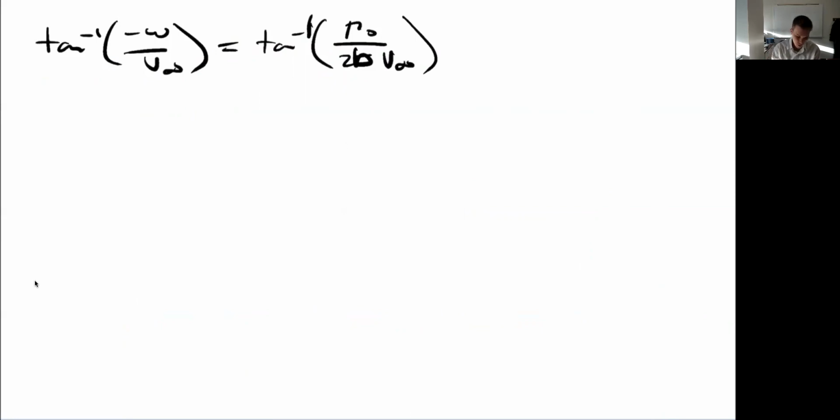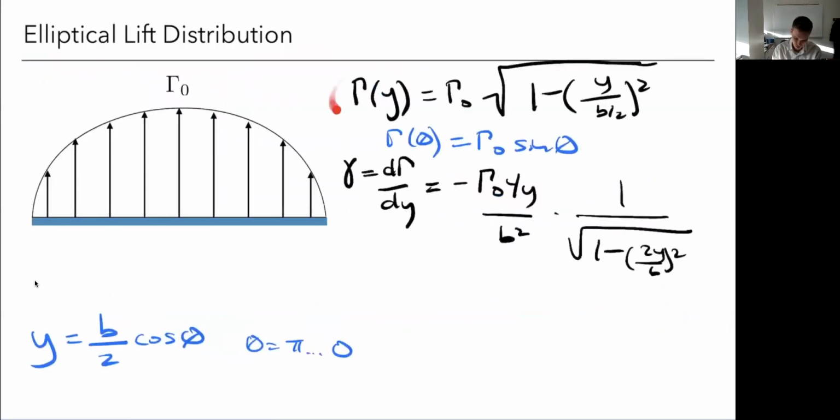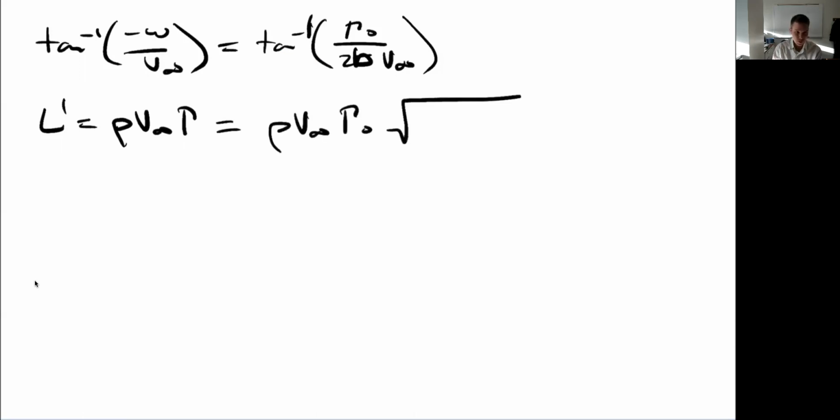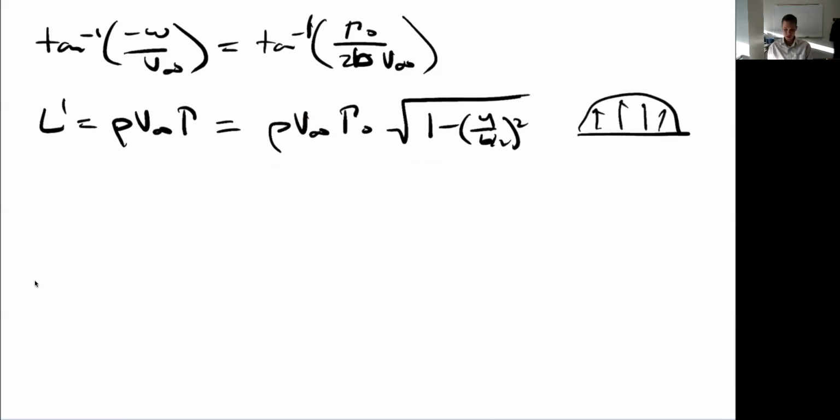So let's go back to what our lift distribution is. We know what gamma is. From the Kutta-Joukowski theorem, we know that our lift is just rho v gamma. So as a function of y, it's going to be rho v, for this elliptic distribution, gamma 0 times the square root of 1 minus y over b over 2, squared. That tells me how my lift distribution varies. Of course, the rest are just constants, so the lift distribution is elliptic if the circulation distribution is elliptic.